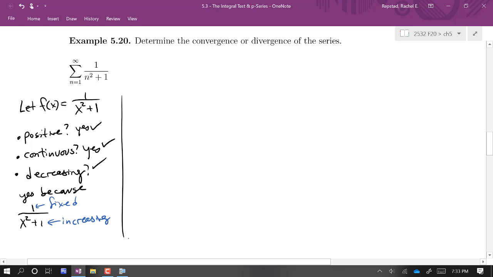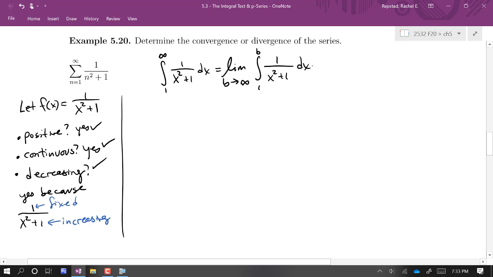That means it is worth our while. We're going to bother with setting up the improper integral. So we're going to integrate from 1 to infinity the function 1 over x squared plus 1 dx. And of course, the improper integral is a limit as b approaches infinity, from 1 to b, of 1 over x squared plus 1.